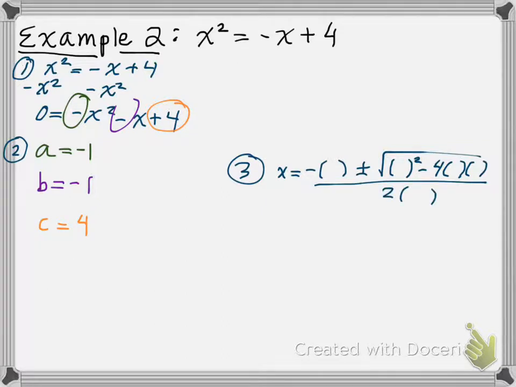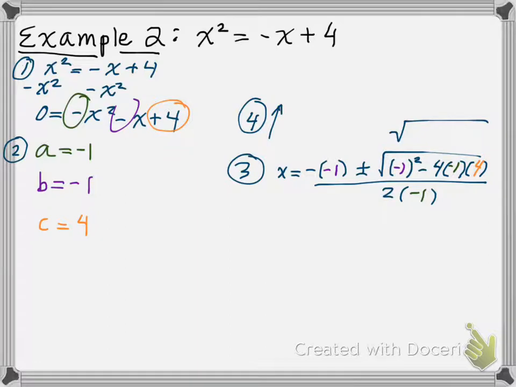I'm going to start by doing x is equal to negative b. So I'll have negative negative 1 plus or minus the square root of b squared, negative 1 squared, minus 4 times a, which is also negative 1, times c, which is 4, all over 2 times a, which is negative 1. From here, I'm going to work up, so I'm going to do step 4 above first.